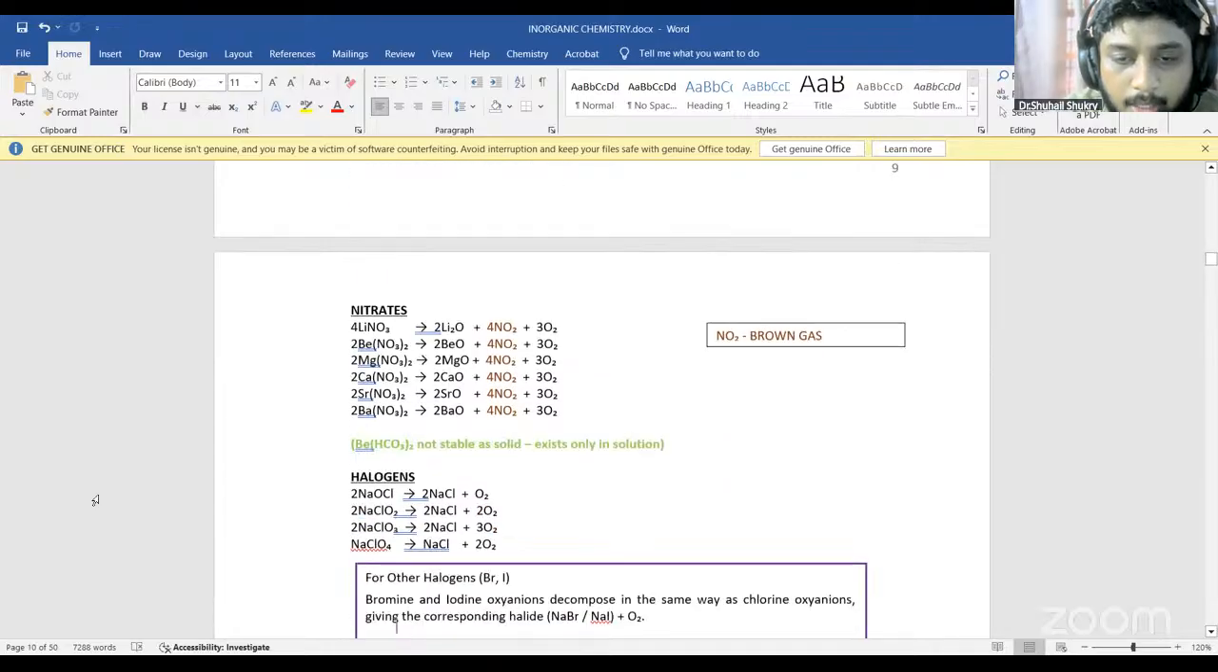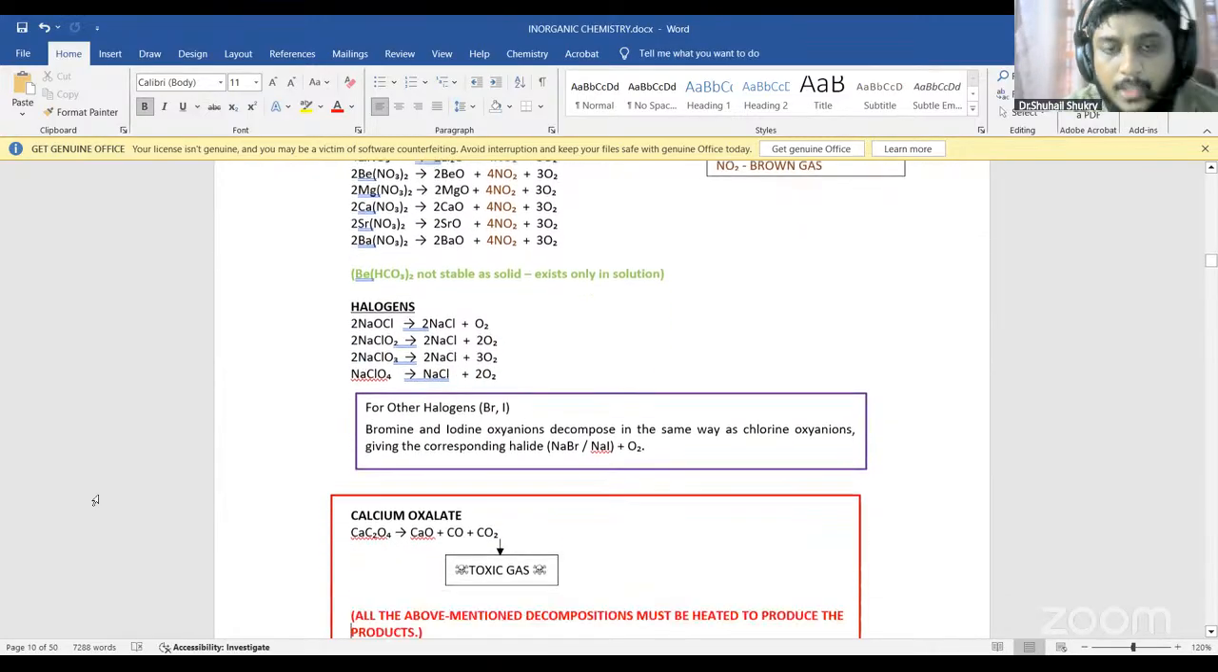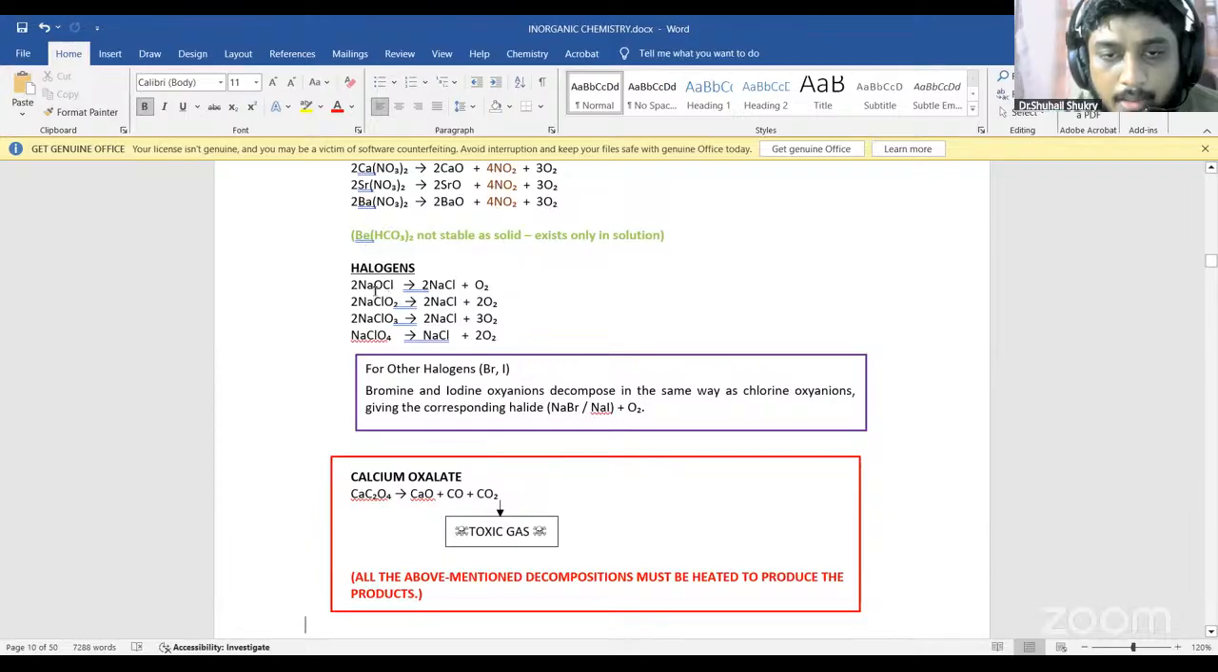Right now, we'll see about halogens. So when you take the halogens, you have several types like NaOCl, NaClO2, NaClO3, and NaClO4. Remember, all these, when you heat, become just chloride and oxygen. That's it. Same thing will happen for other halogens also, like bromine, iodine. If you put Br here, all the Cl will be replaced by Br. If you put iodine here, all will be replaced by I.